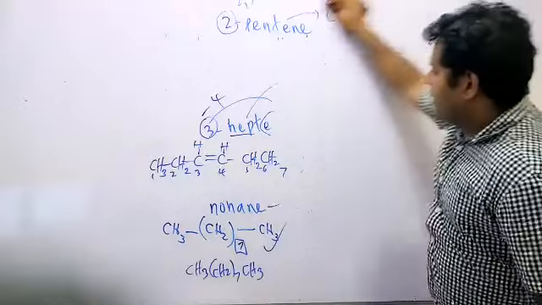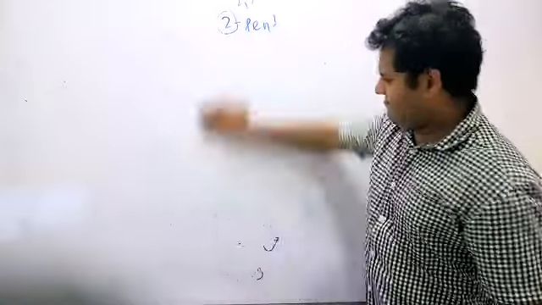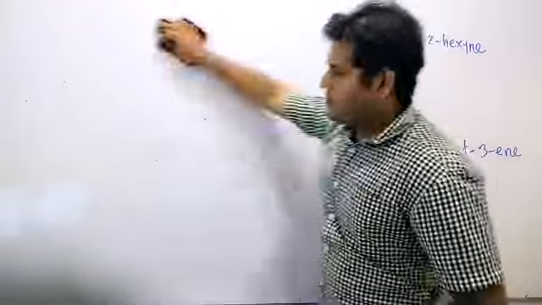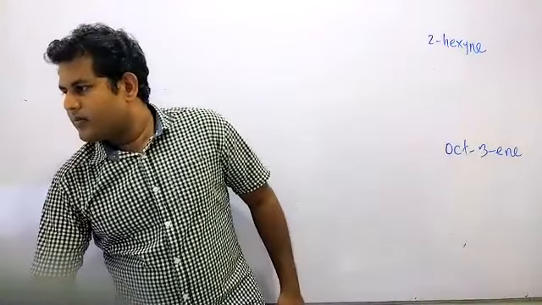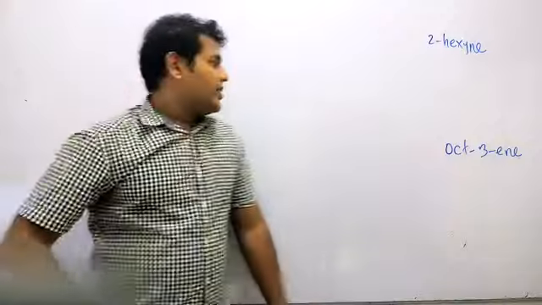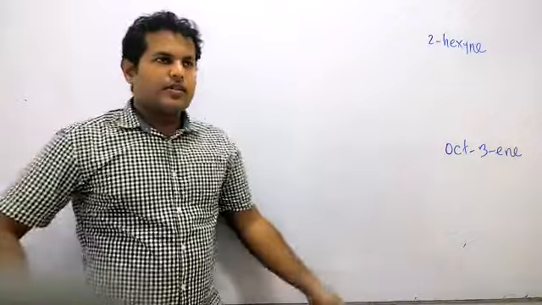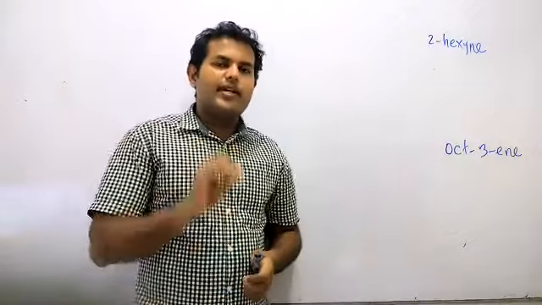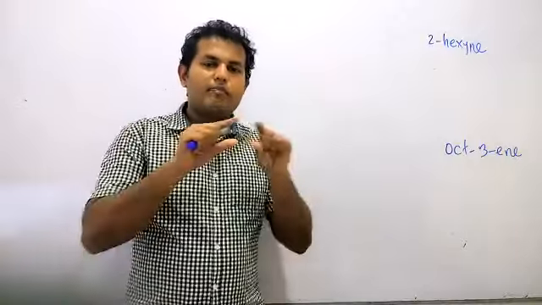So let's discuss the last two examples. 2-hexyne and 3-octene. Just now also you can draw this and you can obtain the final structures. So my final point is: write the molecular formula and write the structural formula in a compact form.